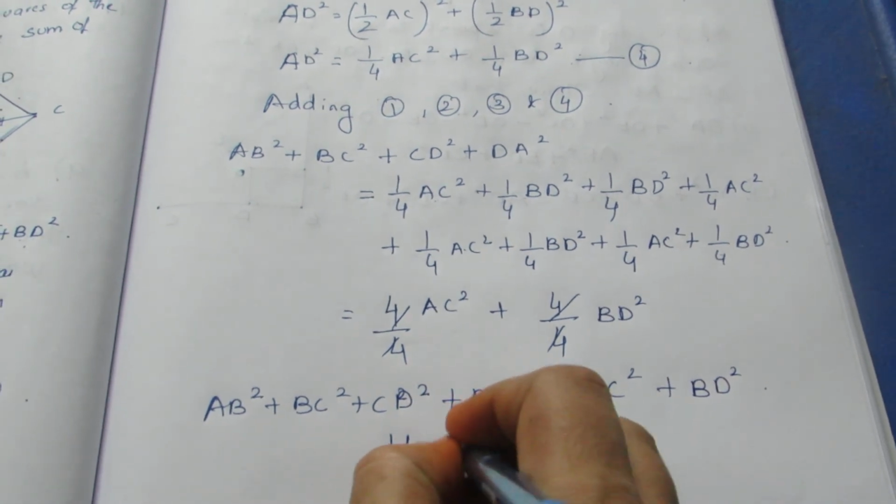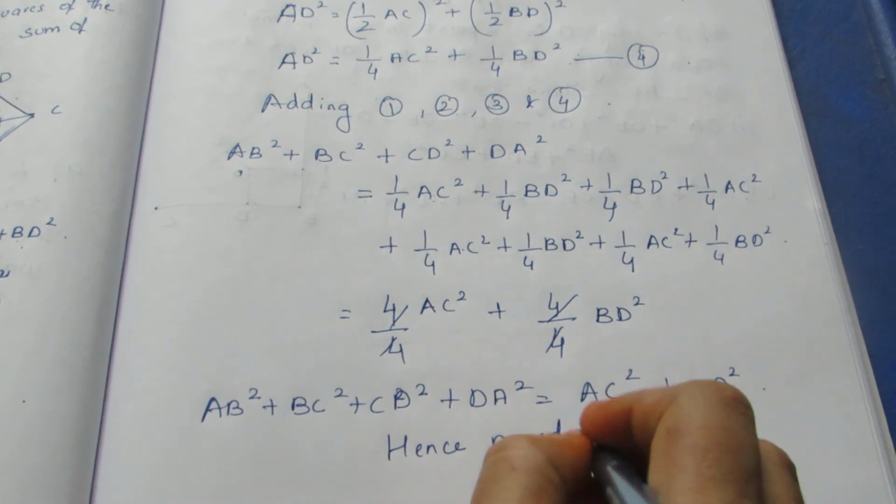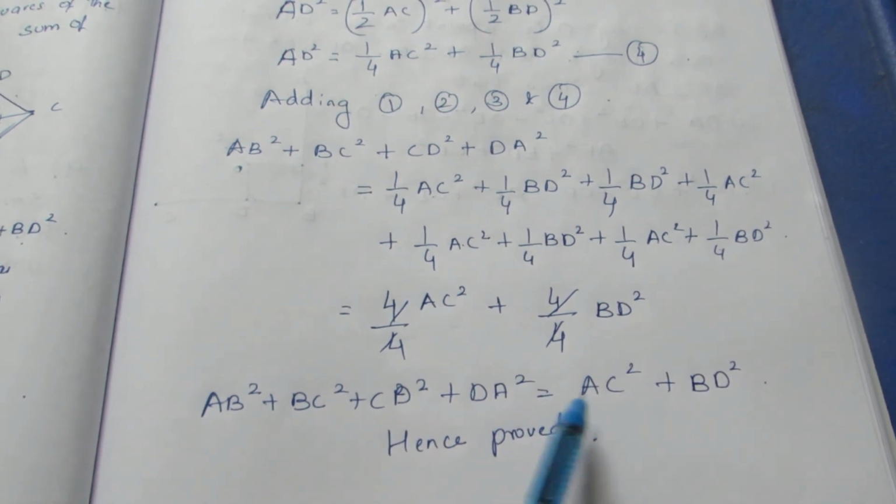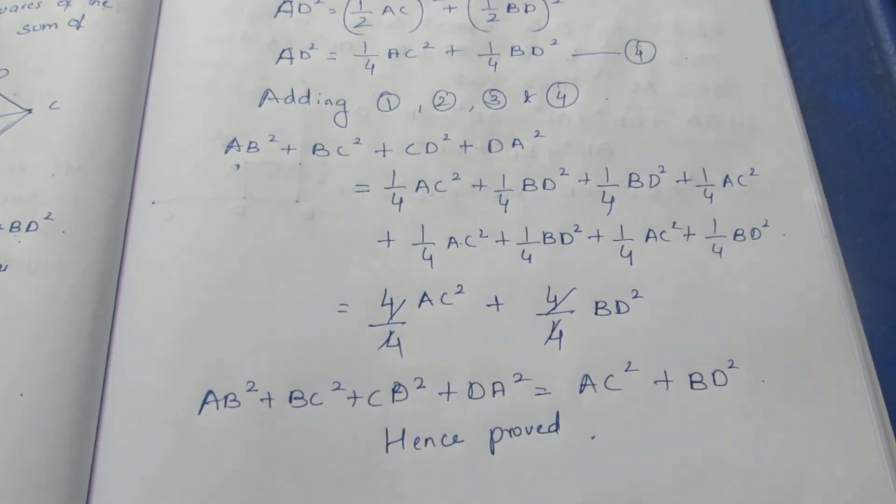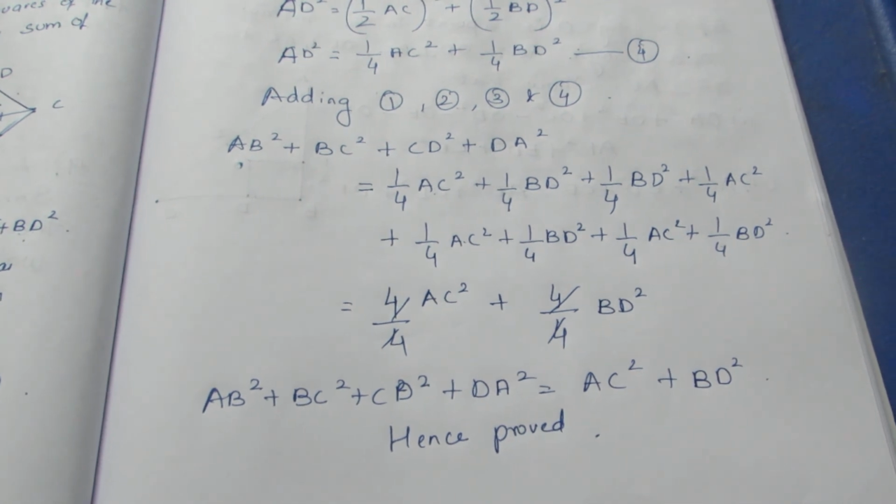Hence proved. That's all with the sum. Always take AC and BD so that it will be easy for you to conclude. That's all with the sum.